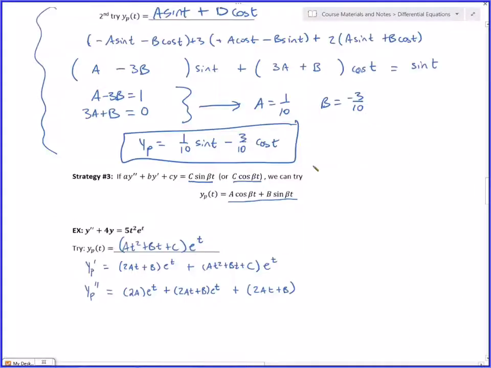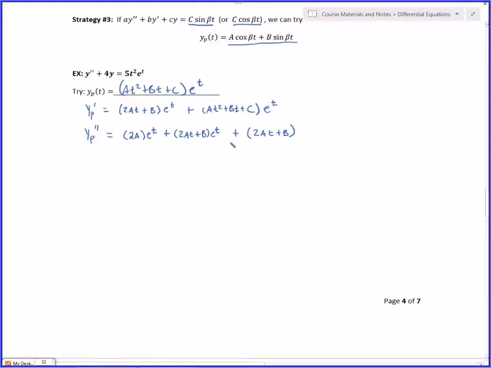All right, enough looking at that. Let's come back to this guy. All right, for the derivative, first times a second, plus A t squared plus B t plus C e to the t.